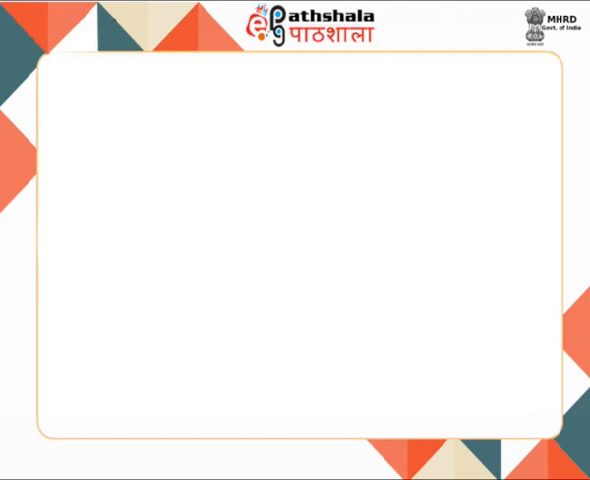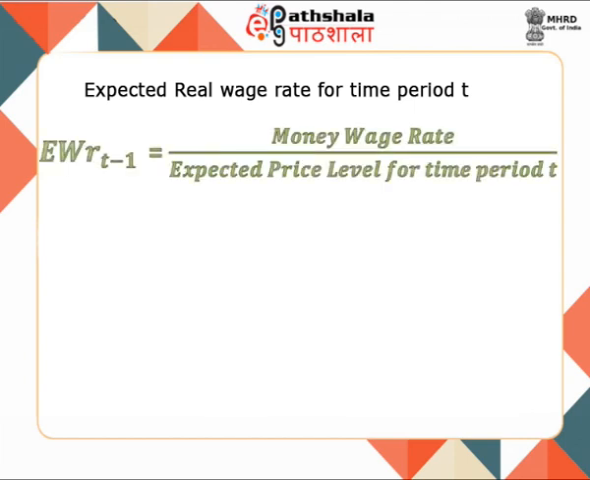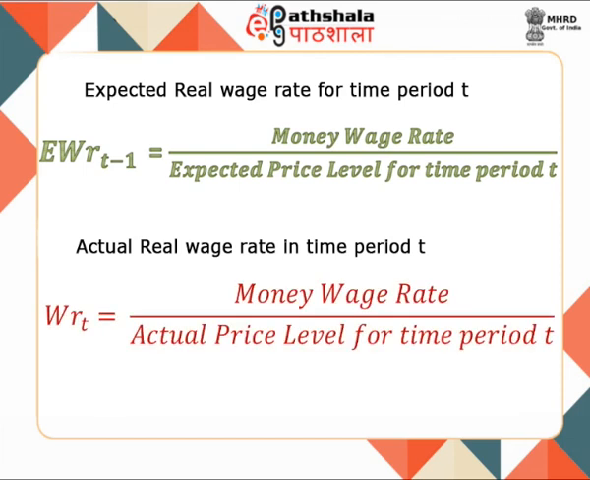A set of equations can be made to represent this relationship. Expected real wage rate for time period T, that is EWR(T-1), is equal to money wage rate divided by expected price level for time period T. Actual real wage rate in time period T, that is WR(T), is equal to money wage rate divided by actual price level in time period T.